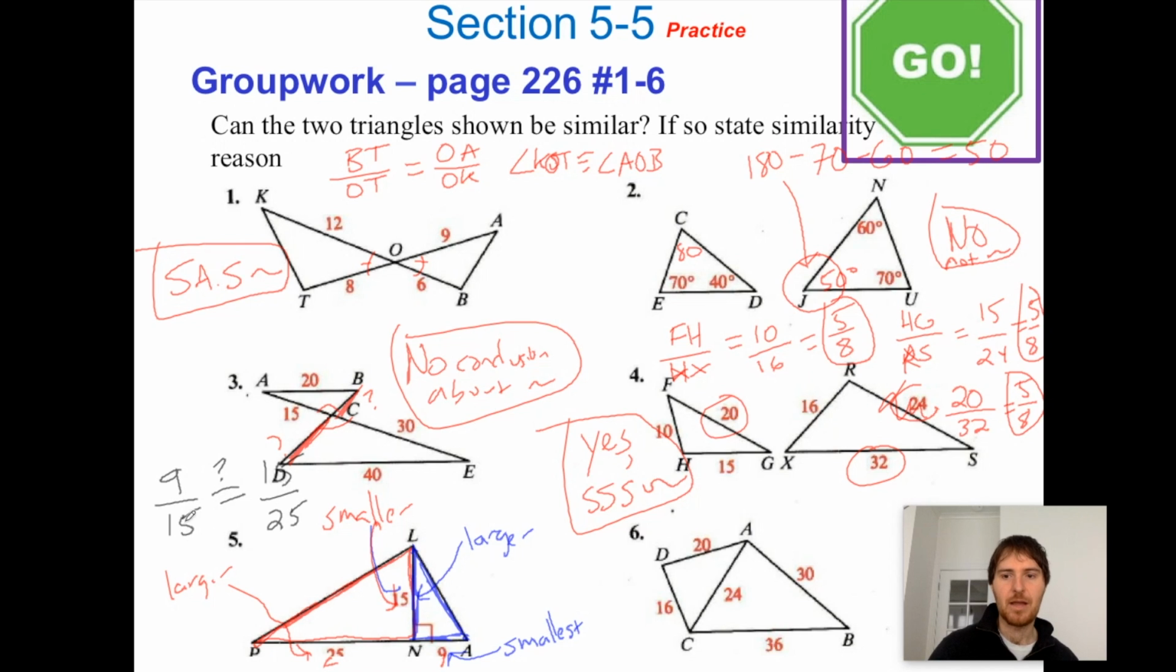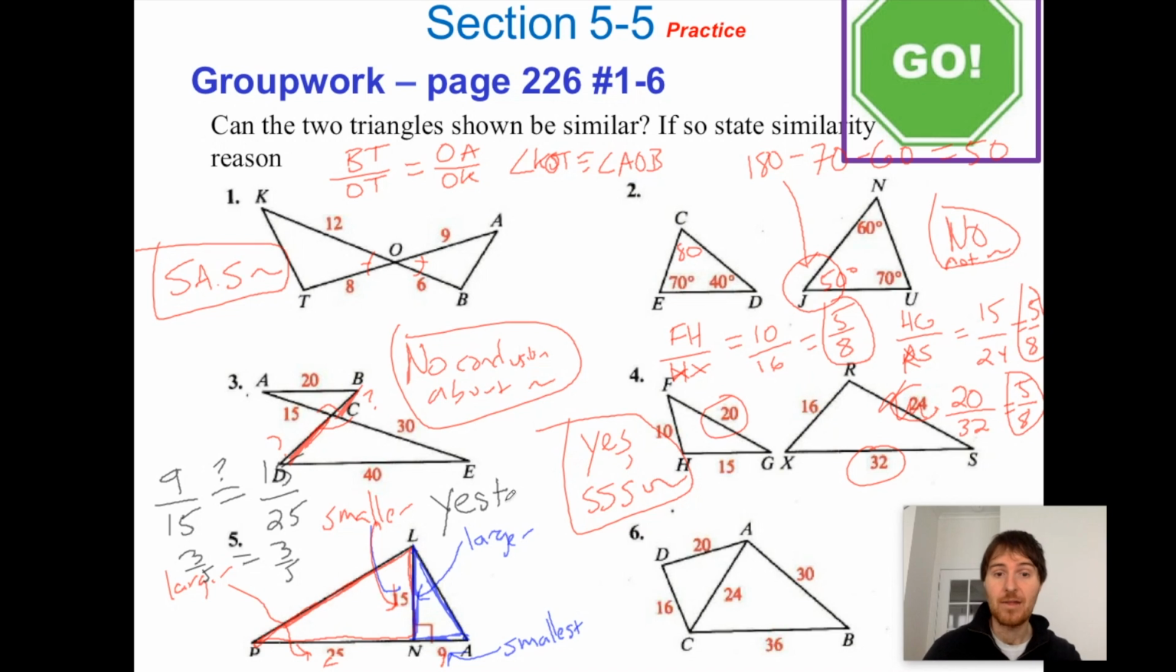This is divisible by 3, right? So this would be 3/5, okay, because 15 divided by 3 is 5, 9 divided by 3 is 3, and this here, 15, they're both divisible by 5, so this is 3/5 here. So our answer here for number 5 is yes.